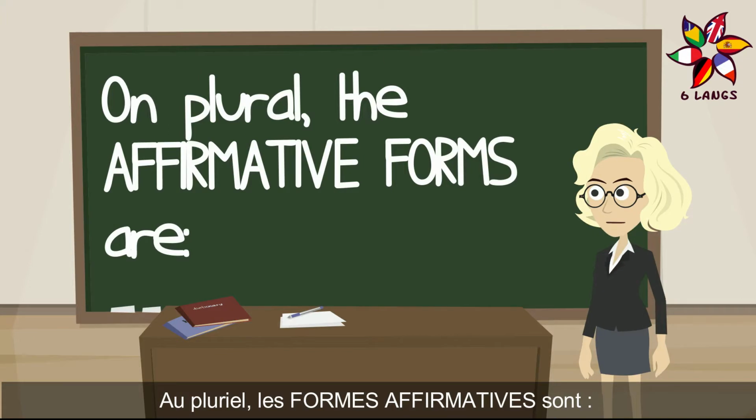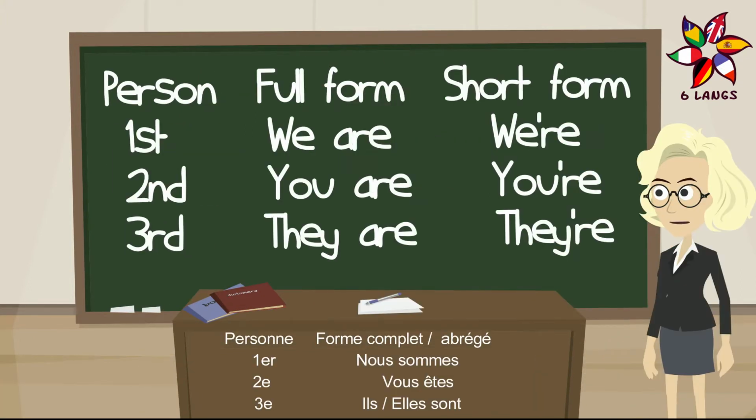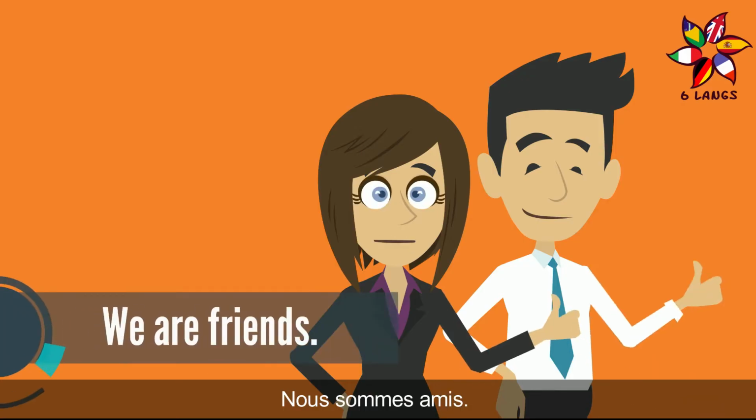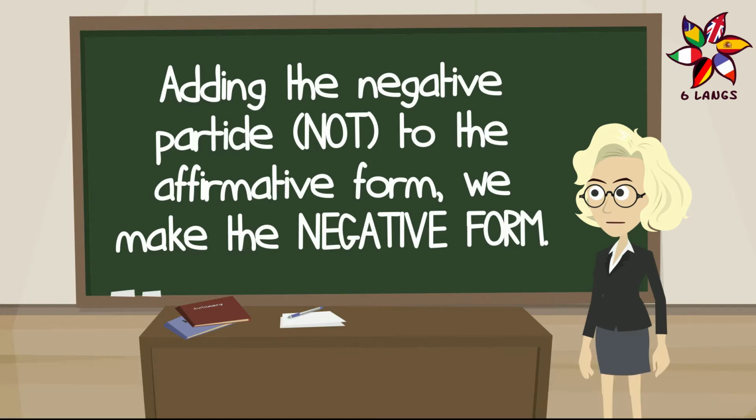In plural, the affirmative forms are: first person, full form, we are, short form, we're. Second person, full form, you are, short form, you're. Third person, full form, they are, short form, they're. We are friends. Adding the negative particle not to the affirmative form, we make the negative form.